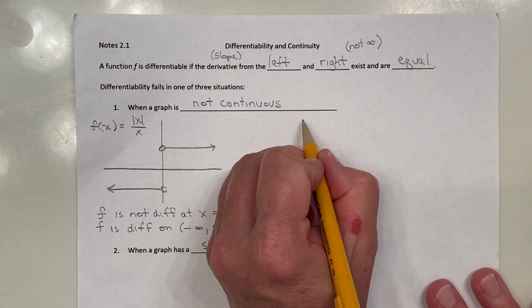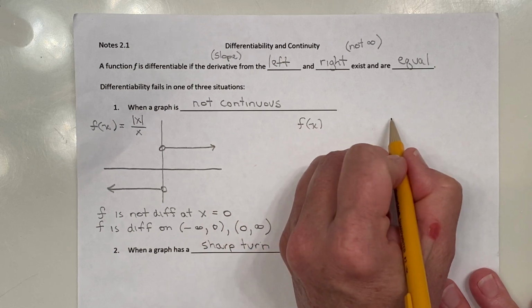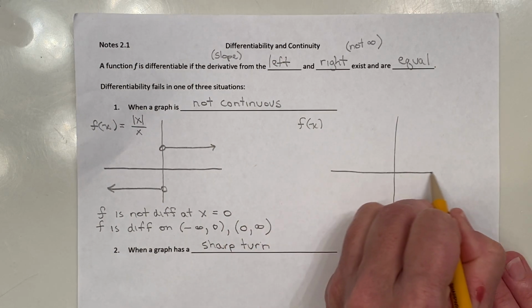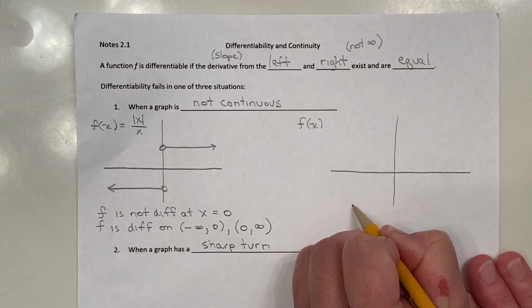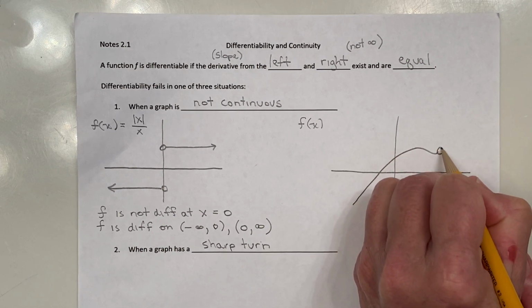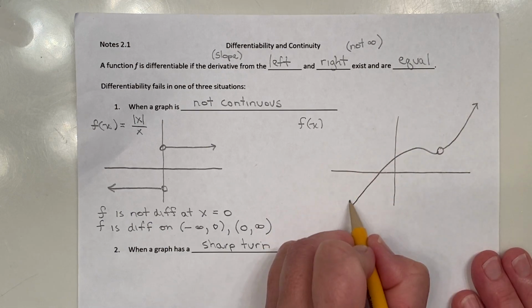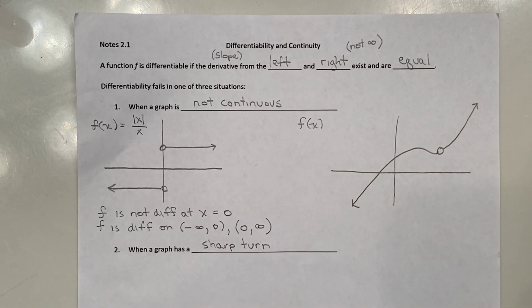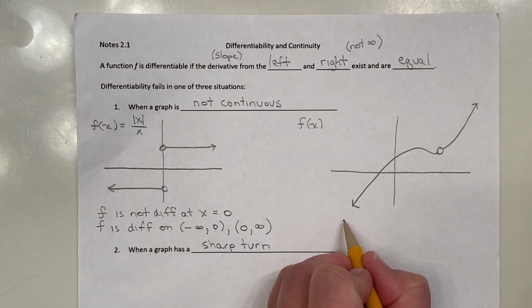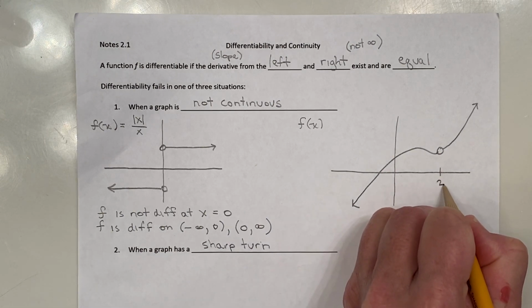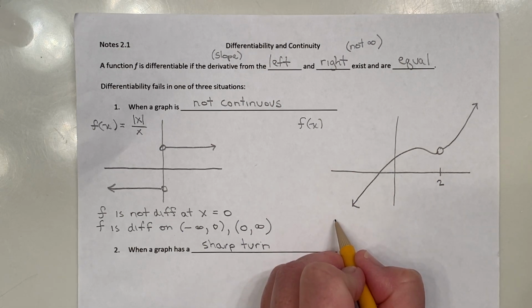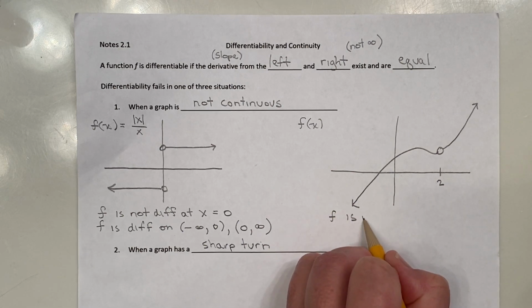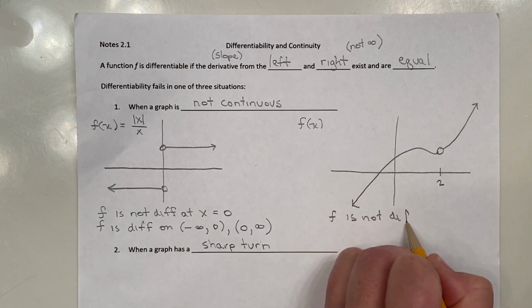All right, let's look at a second graph that's not continuous. I'm just going to draw a random graph that has a point discontinuity. So this graph is not continuous, but it is continuous on parts of its graph. This graph is not differentiable, but it is differentiable on pieces or parts of the graph. So let me just label this as 2. So we can say f is not differentiable at x equals 2.